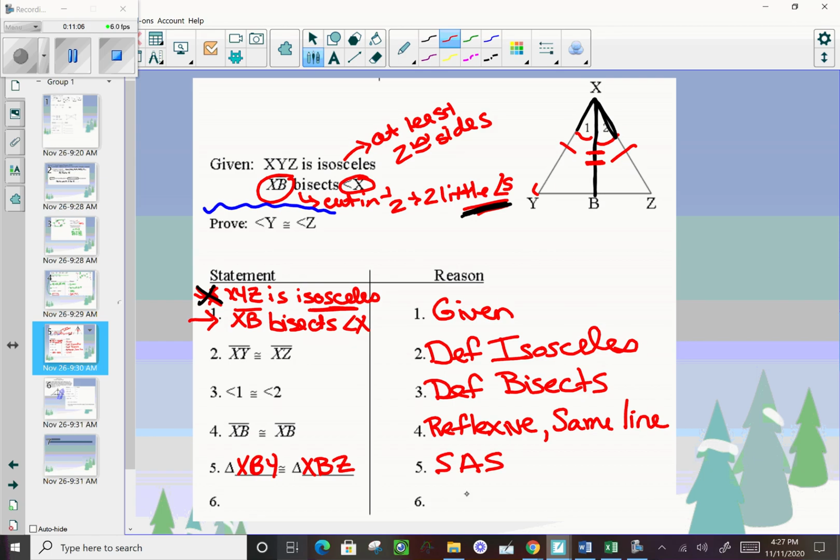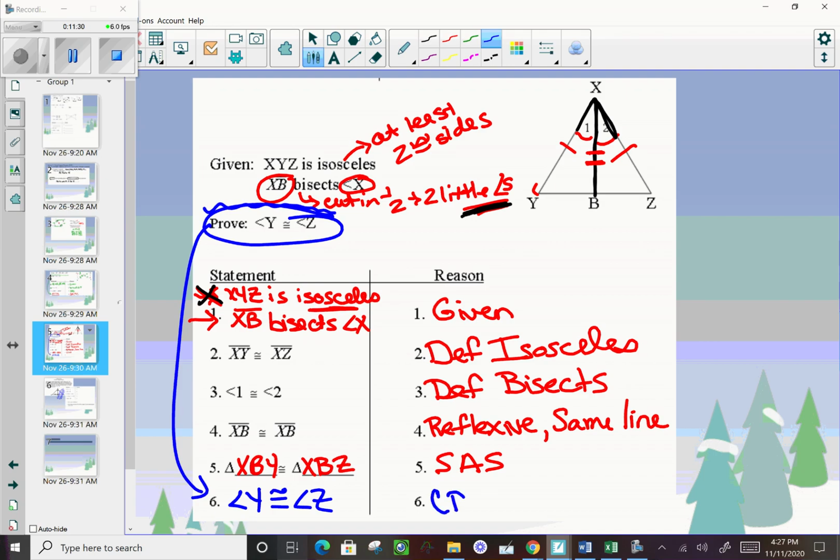Now you're like, why is there another step? Well, there's another step because remember we were trying to prove that Y was congruent to Z. That's my last step. And why are those congruent? They are congruent because the two different triangles are congruent, and those are corresponding parts in those congruent triangles. So when you're thinking corresponding parts of congruent triangles, we know that they are congruent.